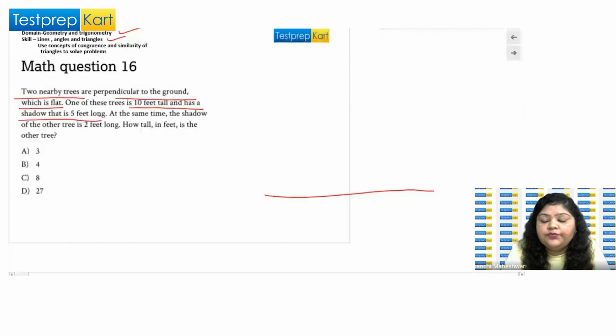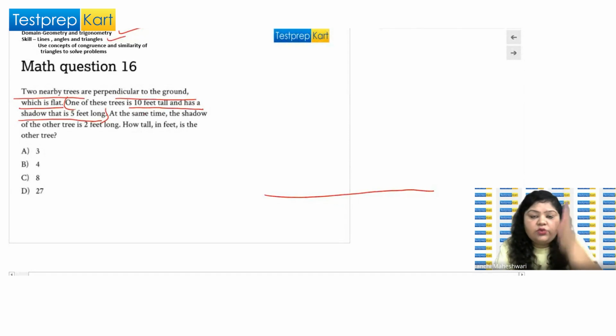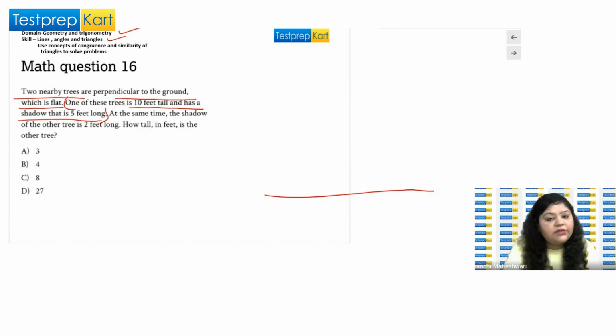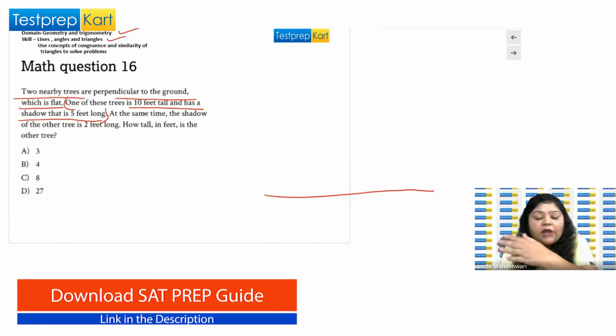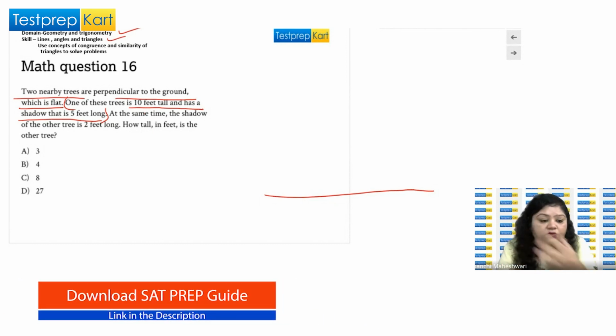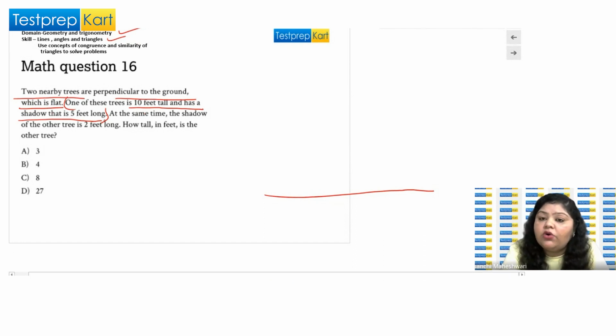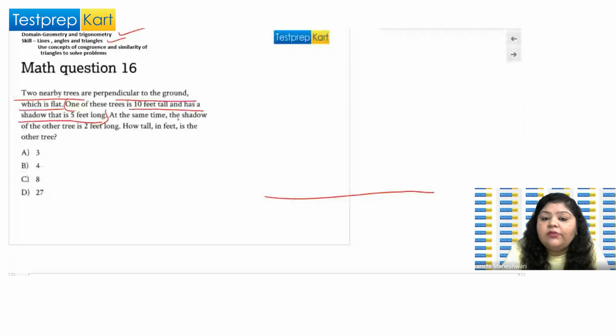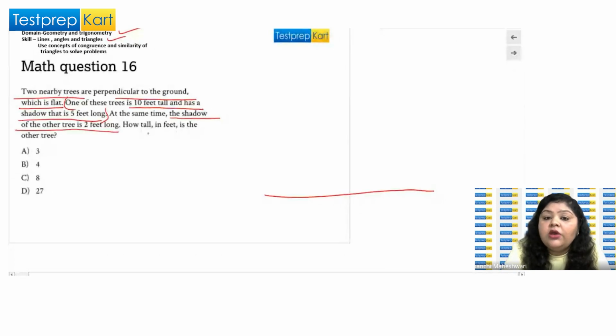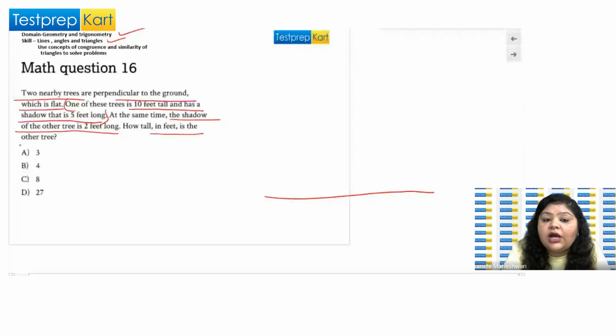feet long. Out of those two trees, this is the statement for the first one: its height is 10 feet, and its shadow is what? That means if I have a vertical object, the perpendicular one, obviously its shadow will be long on the ground. So its shadow is 5 feet long on the ground. Now, at the same time, the shadow of the other tree is 2 feet long only. So how tall in feet is the other tree?